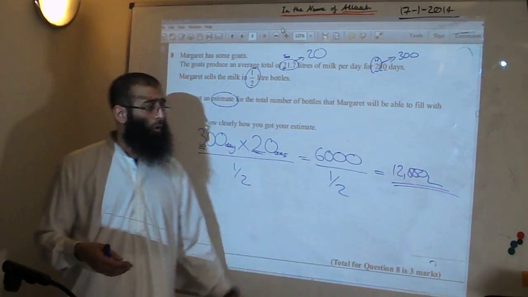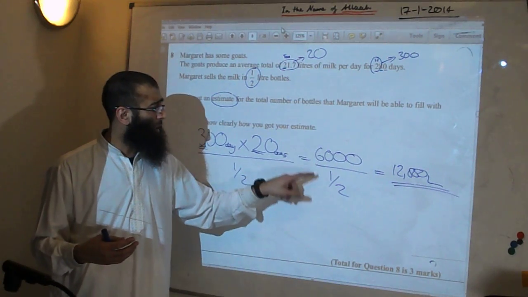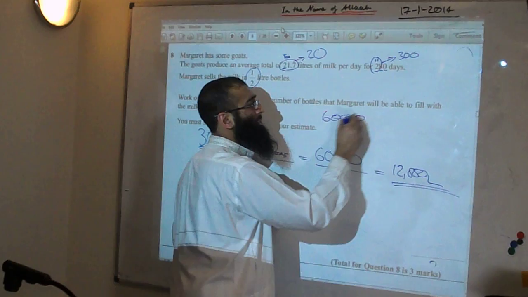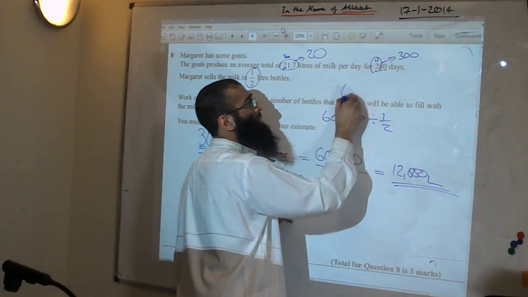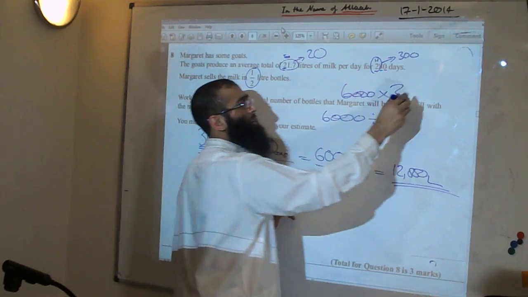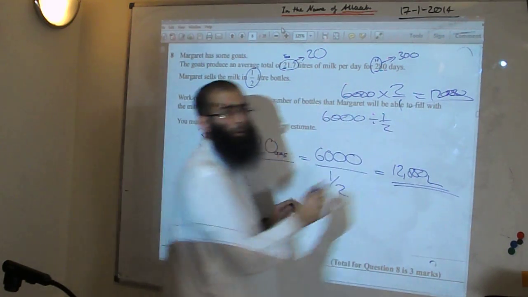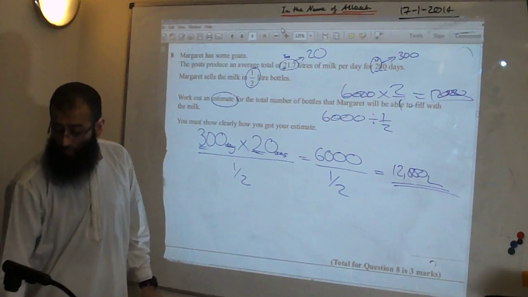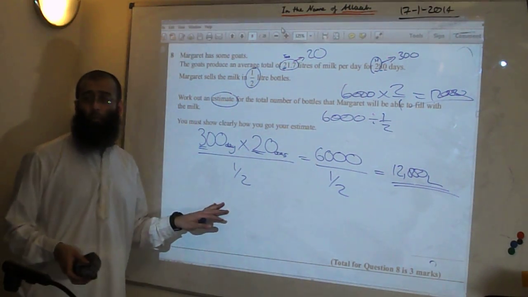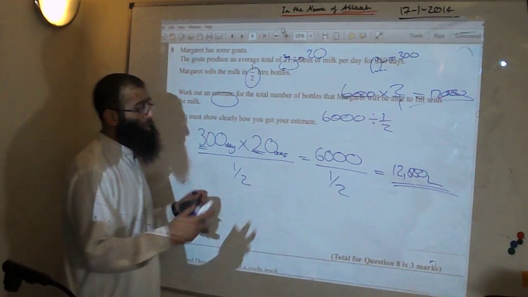12,000. Okay? Or if you want to look at it mathematically, when you divide by a fraction, you turn the fraction upside down. So 6,000 divided by a half becomes 6,000 times by 2 over 1. That gets flipped, divide becomes times. And that becomes 12,000. For those of you who want to be mathematical. Okay, are we happy with that question, folks? Yeah. Let's move on to the next question.